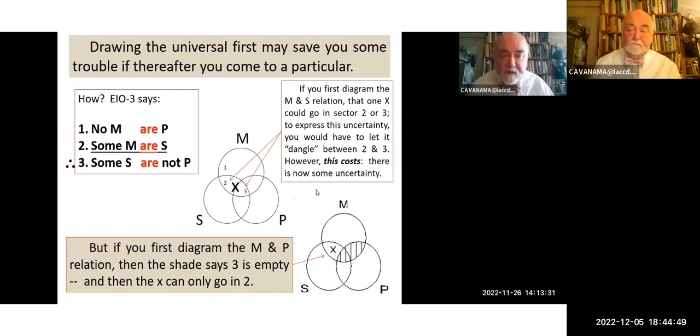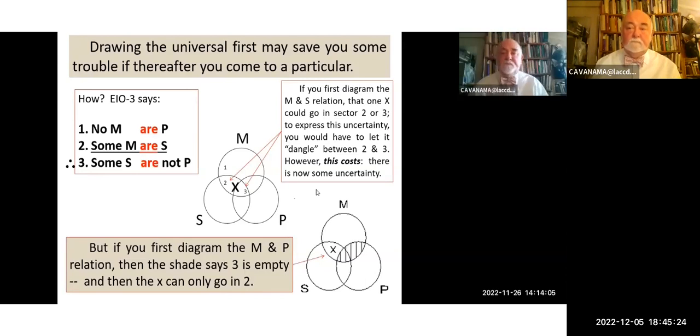Whenever you're not sure, in this case, if all you know is that some M are S, well, you don't know of the overlap between M and S, which of those two sectors, 2 or 3, it goes into. So you put the X, make it dangle on the fence, as it were, on the boundary to express that level of uncertainty. And of course, that is a cost. You're better to get certainty if you can honestly come by it, but if you can't, you indicate that you don't have it, and that's what that dangling X would indicate.